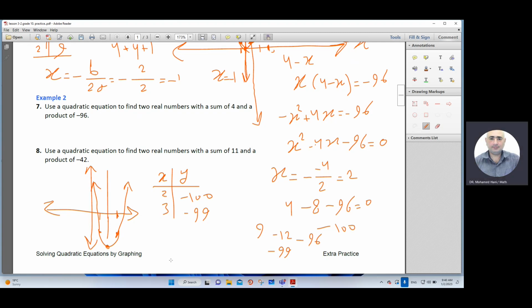If you want an exact graph, you can find five values. This is better. Okay. So this is our lesson for today.